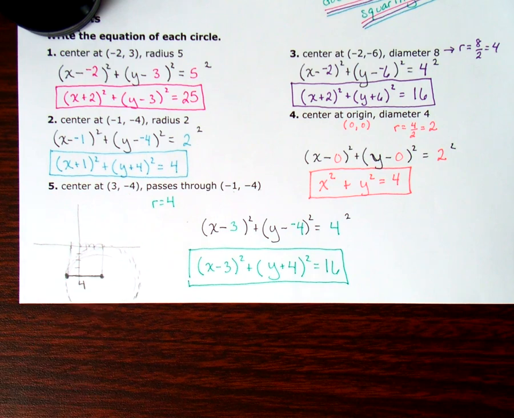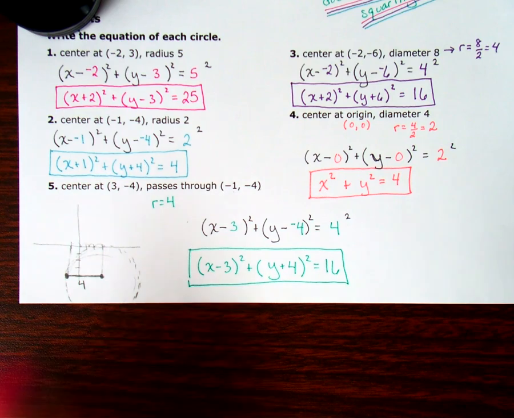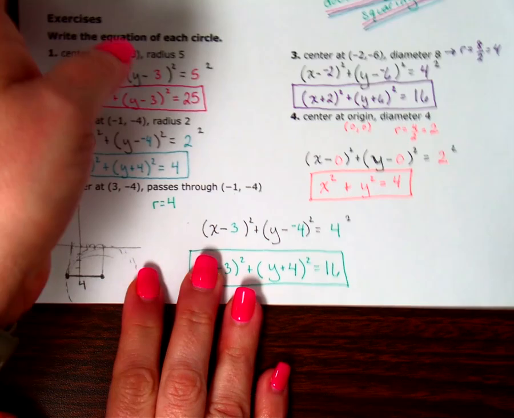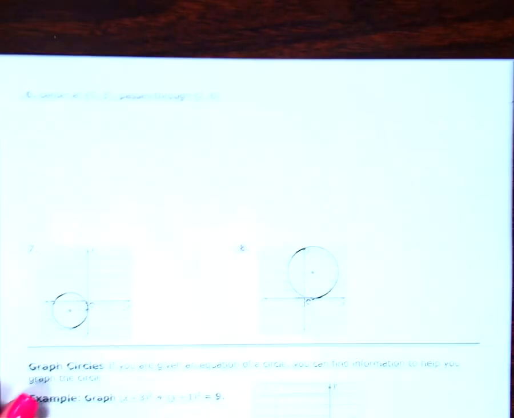But sometimes when we look at our figure, it's not going to be horizontal or vertical, and we're going to have another way of figuring out what that radius is. So let's do a quick example looking at that. Okay, so number 6. My center is at (0, 3), and I pass through (2, 0). So let's see what that looks like if I were to graph it.